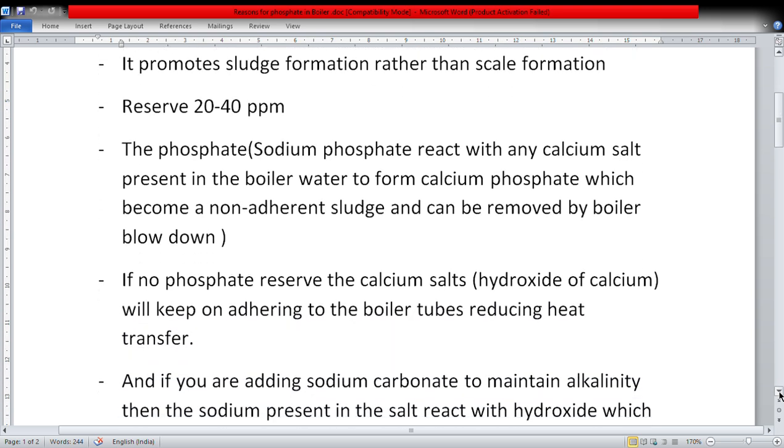The sodium phosphate reacts with any calcium salt present in the boiler water to form calcium phosphate, which becomes a non-adherent sludge and can be removed by boiler blowdown. So we are doing this boiler blowdown.